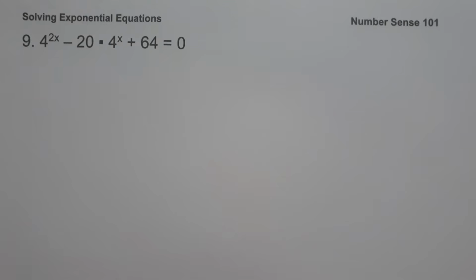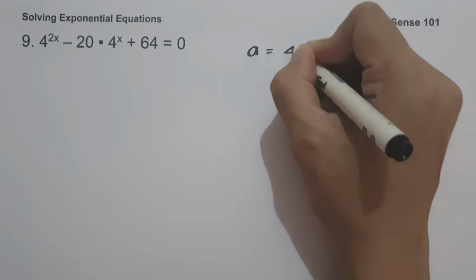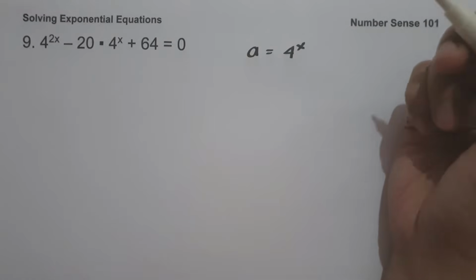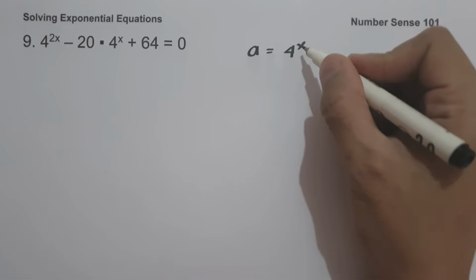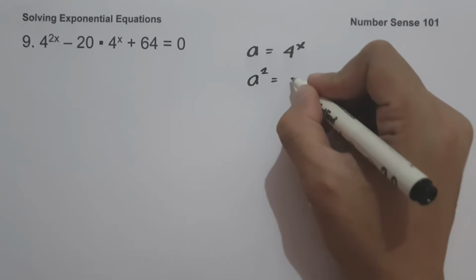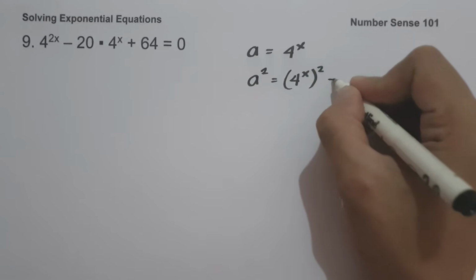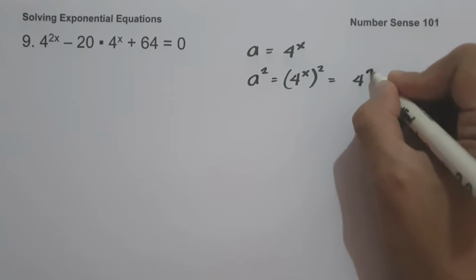In example number 9, we have 4 raised to 2x minus 20 times 4 raised to x plus 64 equals 0. So to simplify this one, let us have some representation. Let a be 4 raised to x. Since the value of a is 4 raised to x, if we are going to have a squared, it will give us 4 raised to x raised to 2, and that is 4 raised to 2x.